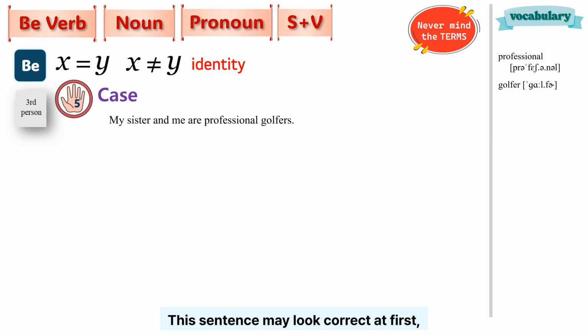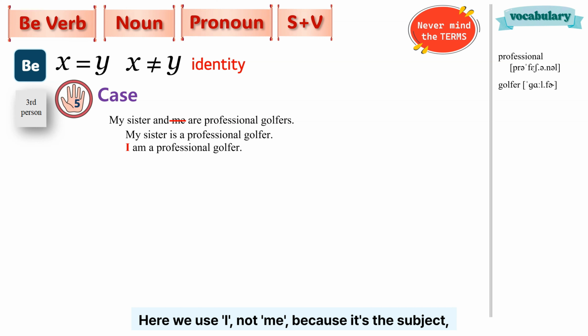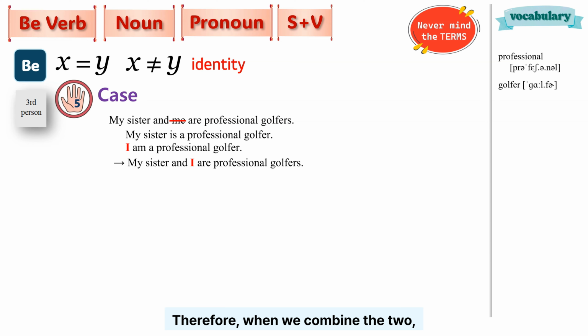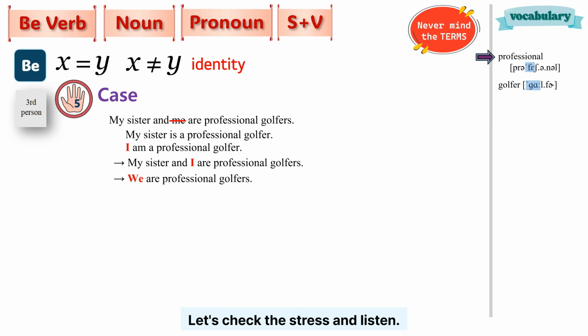This sentence may look correct at first, but it's actually incorrect. My sister is a pro golfer. I am a pro golfer. Here we use I, not me, because it's the subject. So the subject case is correct. Therefore, when we combine the two, the correct form is my sister and I. Of course, together they can also be replaced with we. Let's check the stress and listen.